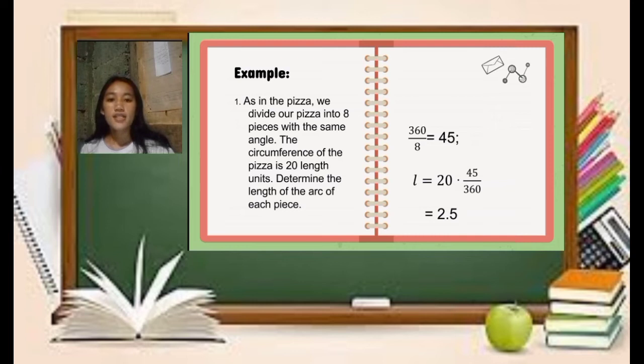So, since the pizza or the circle has 360 degree, we need to divide by 8 since the pizza is divided into 8 pieces. So, 360 over 8 equals 45 degree. So, we plug it into the formula. Length equals 20, which is the circumference, times 45 over 360. So, the length of an arc of a pizza is 2.5.